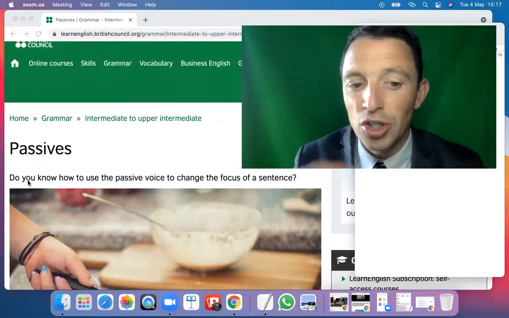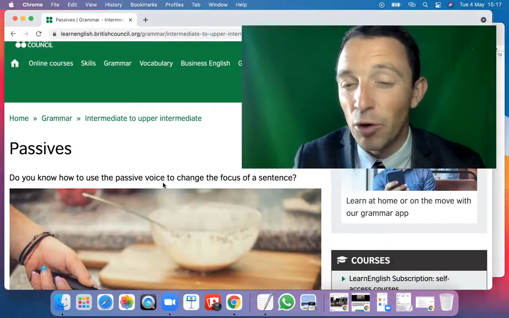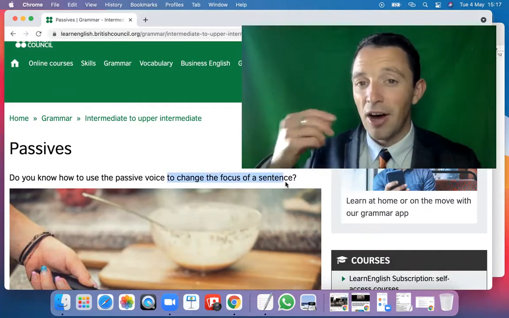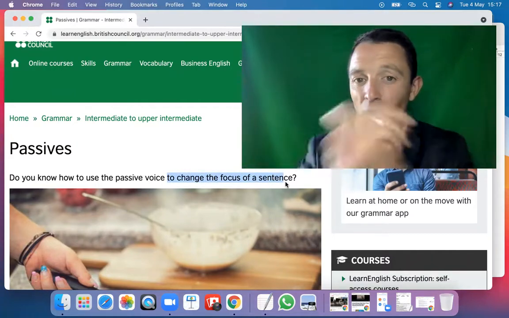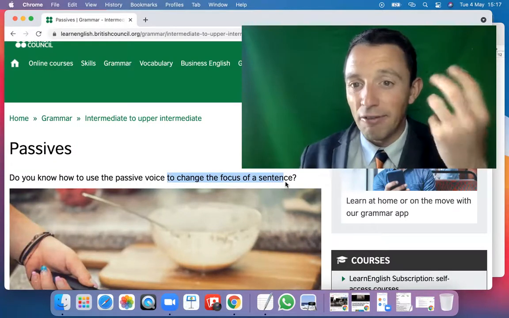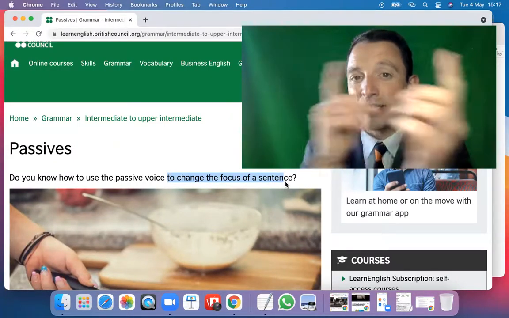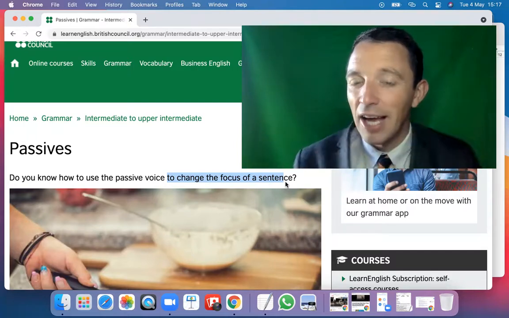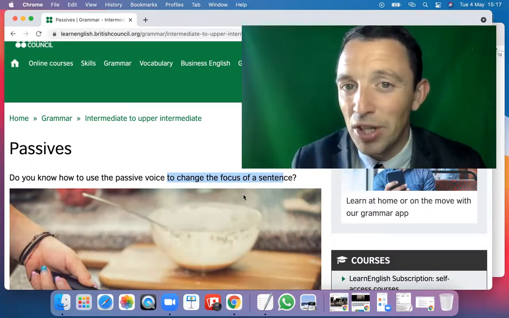So the first question is, do you know how to use the passive voice to change the focus of the sentence? So the purpose of the passive basically is to change the focus of the sentence. In my original example, I drink the coffee, the focus is maybe I, but when we change the position, the coffee is drunk by me, the focus probably is the coffee. And that's really the intention and the purpose of the passive.